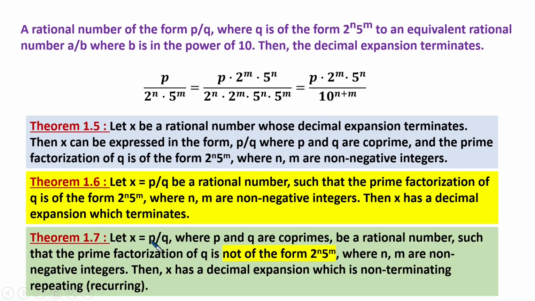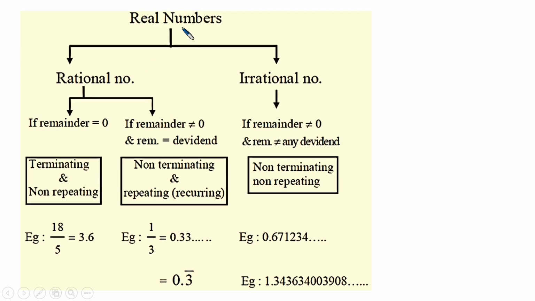Now another theorem: if x is p by q, and if q you cannot express in the form of 2 to the power n times 5 to the power m, then this decimal expansion is non-terminating repeating. So it will not terminate, it is a non-terminating one. So here, again I give a tree diagram.